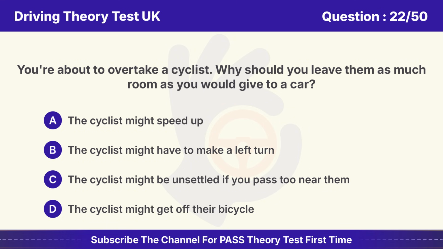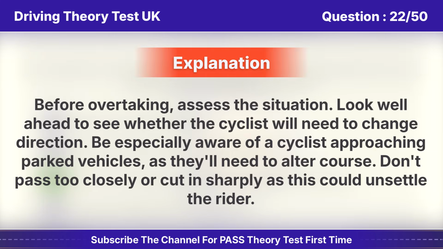Question 22. You're about to overtake a cyclist. Why should you leave them as much room as you would give to a car? Answer is C. The cyclist might be unsettled if you pass too near them. Before overtaking, assess the situation. Look well ahead to see whether the cyclist will need to change direction. Be especially aware of a cyclist approaching parked vehicles, as they'll need to alter course. Don't pass too closely or cut in sharply, as this could unsettle the rider.